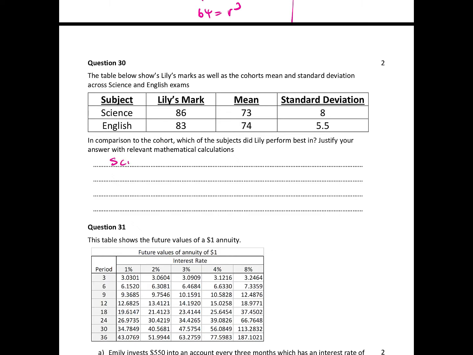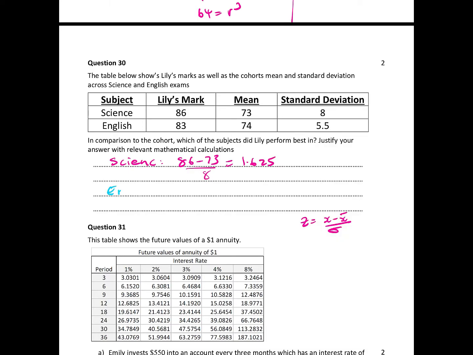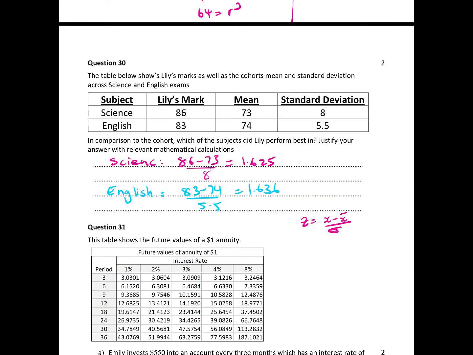So for science, to find her Z-score, it's 86 minus 73 over 8. Remembering, for your Z-score, it's x minus your average over your standard deviation, just as a guide there. And we get 1.625. And now for English, for her Z-score, it's 83 minus 74 over 5.5, which is 1.636.